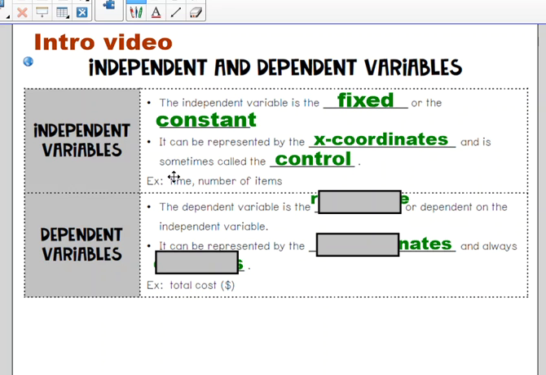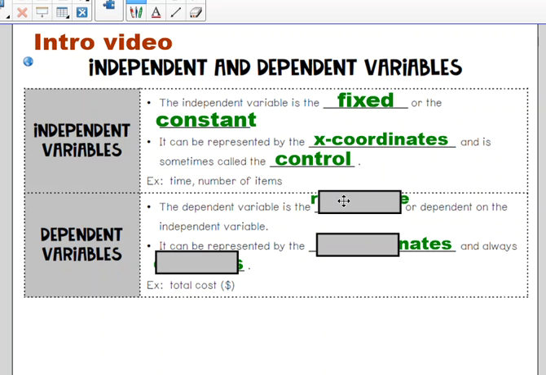Now, examples of IV, lots of times it's time. Okay, how many days, how many hours, how many seconds, how many weeks, how many years, how much things are changing over time. So time is very often your IV. That's the most common example.